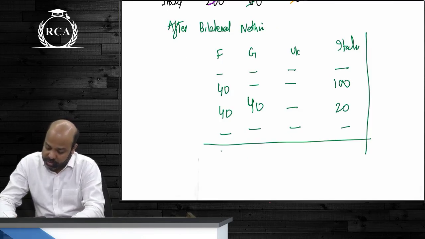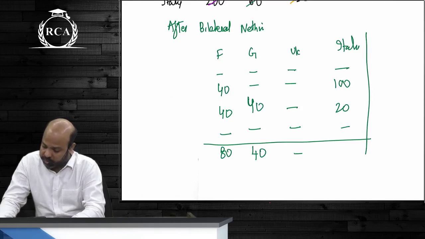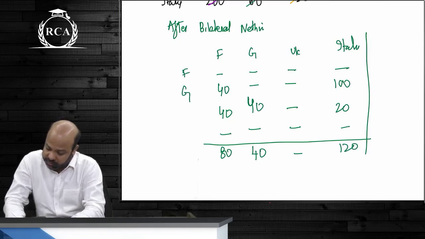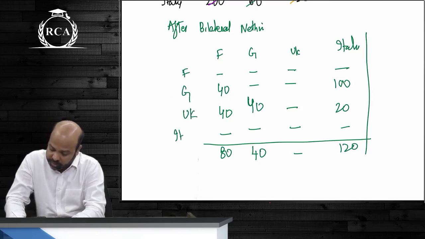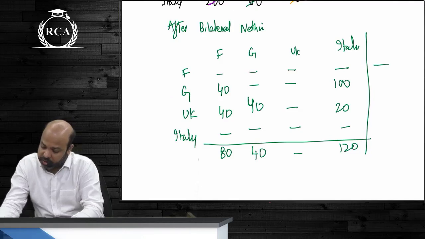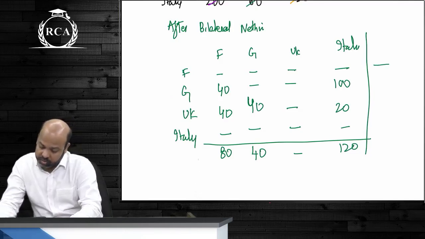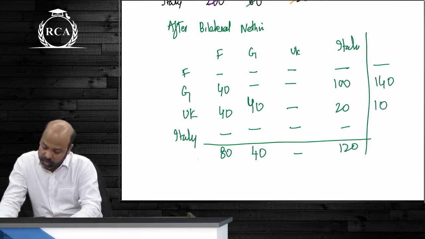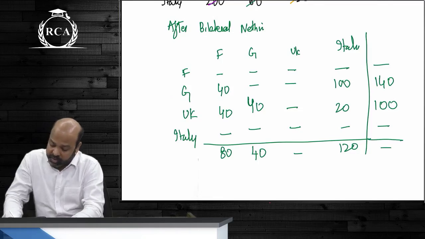France has to pay how much? 80. Germany has to pay 40. Italy has to pay 120. In the receive column, the first is France, next Germany, next UK, next Italy. France has to receive how much? 0. Germany has to receive 140. UK has to receive 100. This is 0. This is after bilateral netting.